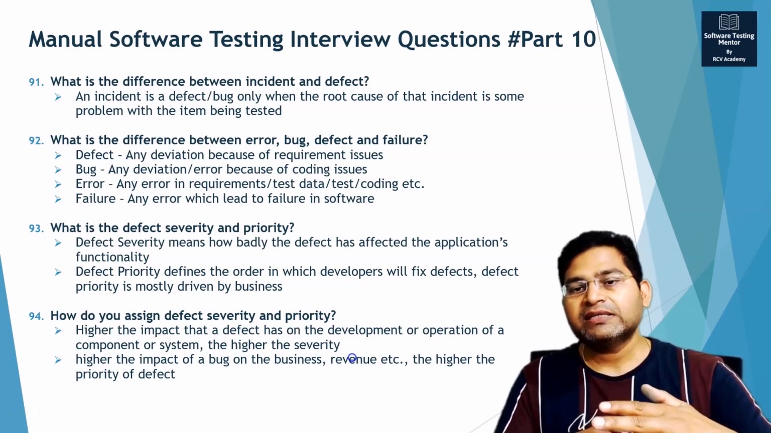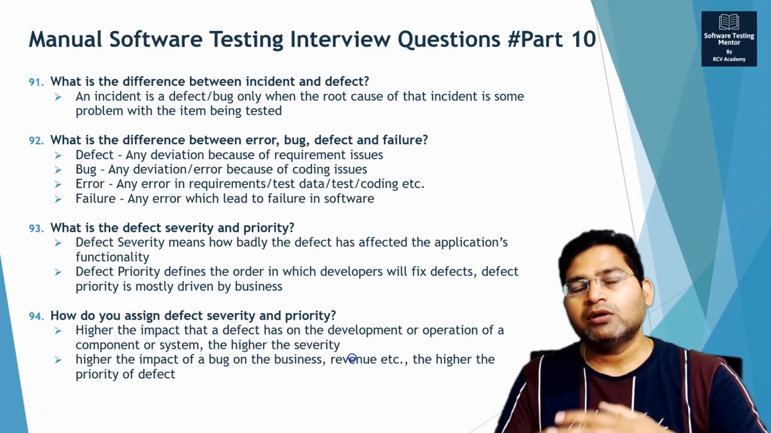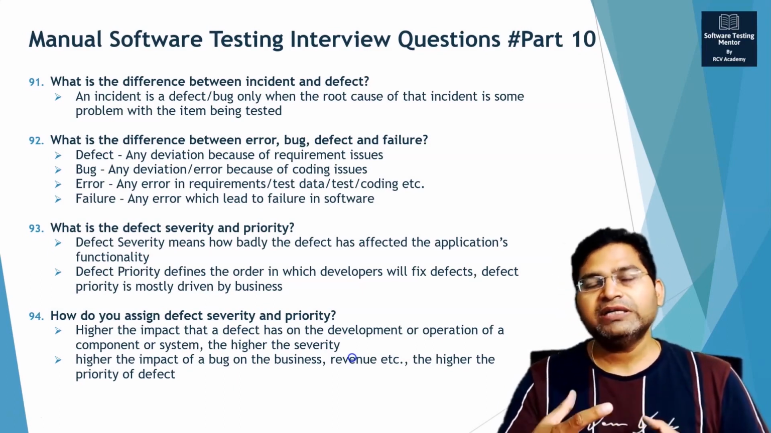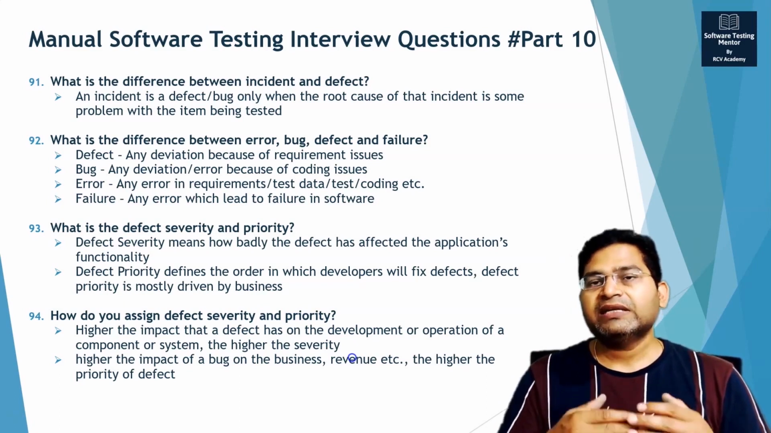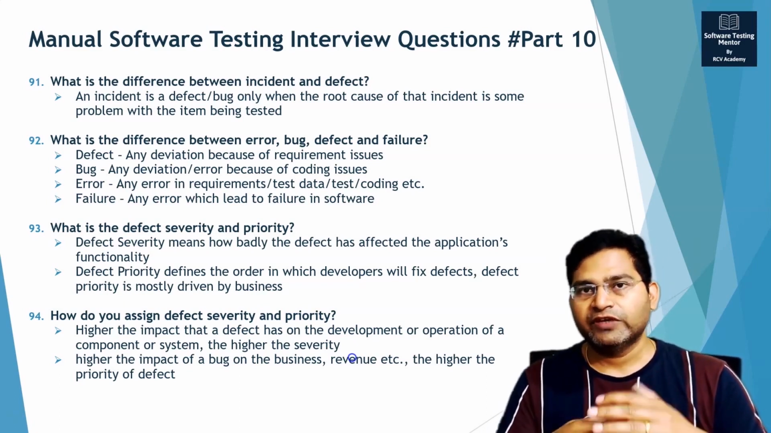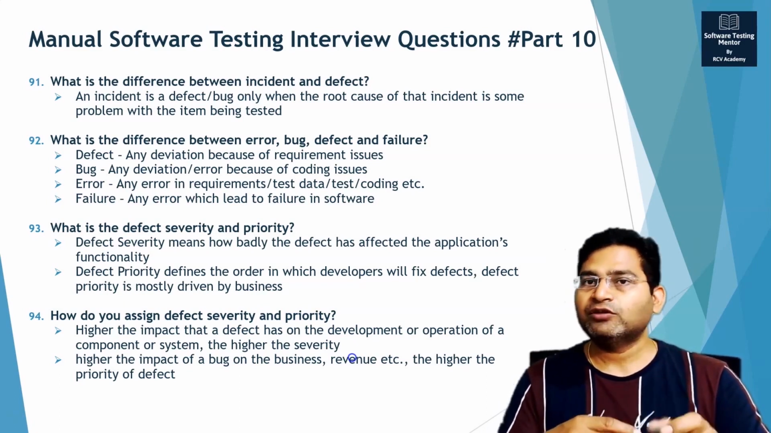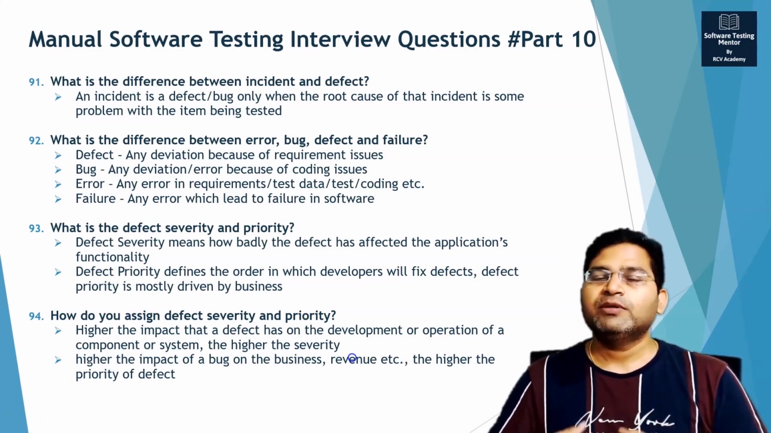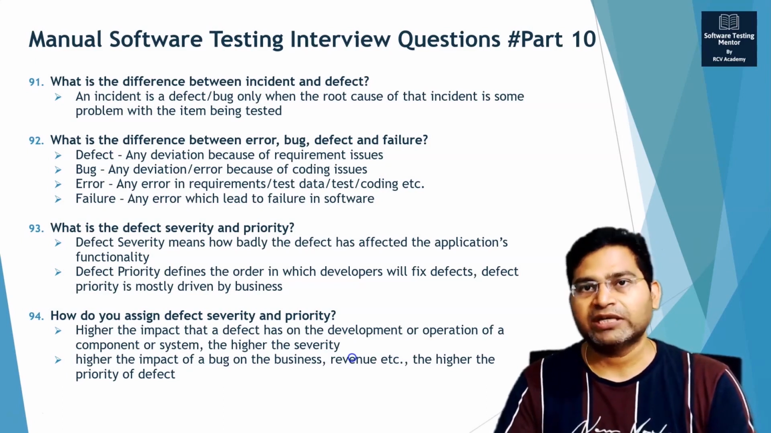So severity is the impact on the work, on the system, on the software. And priority is what business thinks, in what order this needs to be fixed. Because add to cart is blocking so many other user stories and other work, it will be high priority to be fixed quickly.